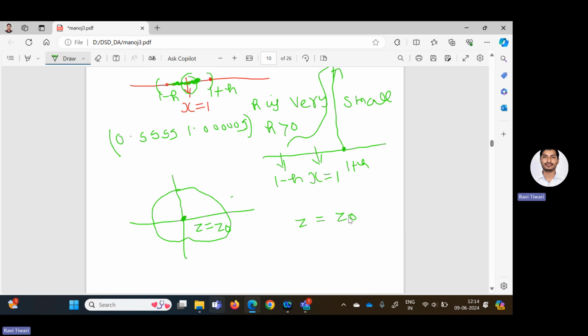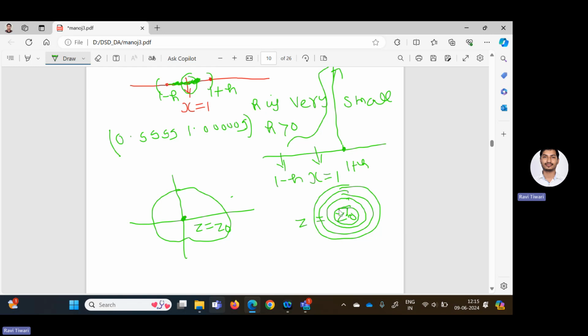So what is the meaning of neighborhood at z equal to z naught? We have to choose one neighborhood. And in complex numbers, what does neighborhood mean? This is an open disk, all the points near about z naught. So one disk we can assume. A disk you can consider like a circle, and here this is the radius.